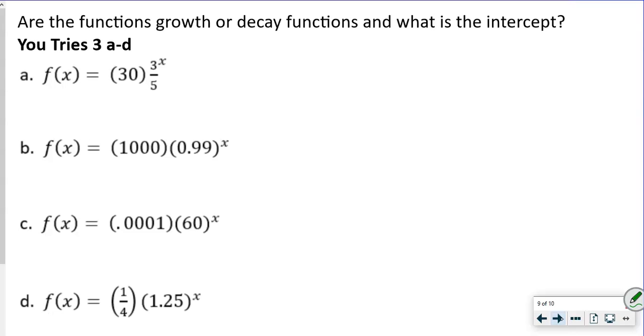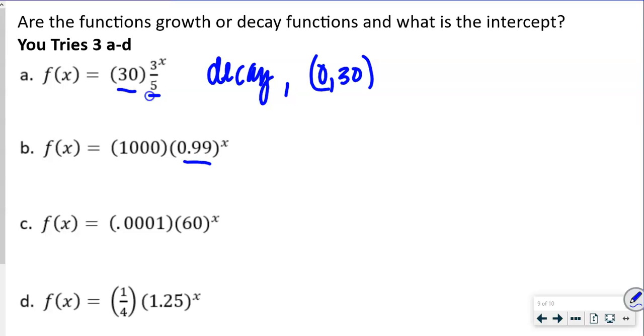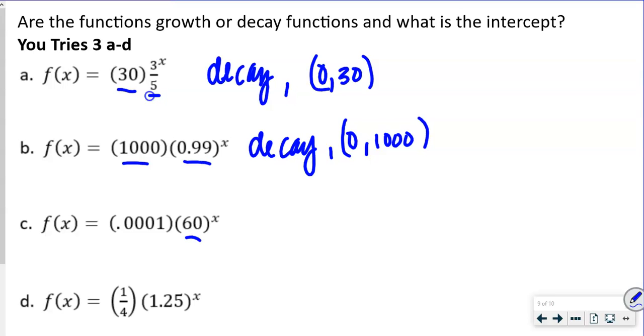Okay, here again, this is 3/5, so this is going to be decay because that is a fraction, right? And then this is going to be our y-intercept, so it's going to be 0, 30. Here, 0.99, another decay, isn't it? Okay. And that 1,000 is going to be where it intercepts the y-axis. All right, so this times 60, so that's going to be growth. And where this one intercepts the y-axis is really, really small. And so, yes, it can be really, really small. It's still above 0. Notice that.